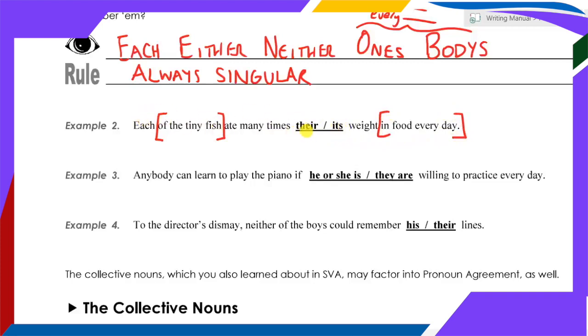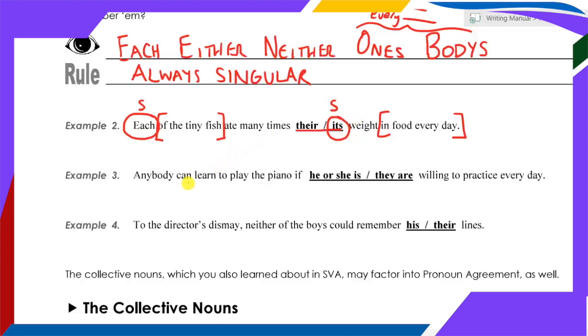So the pronoun here, their/its, is referring obviously to this enob each, and since that enob each is singular, we need the singular pronoun here, its. Each ate many times its weight.